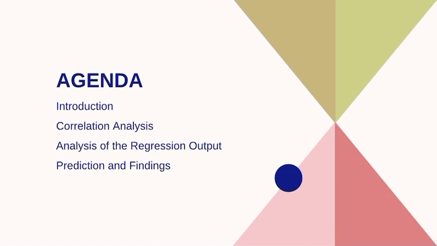Lastly, if the p-value is greater than 0.05, the variable should not be used.